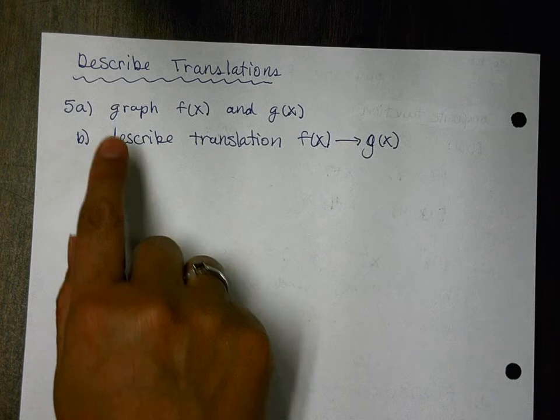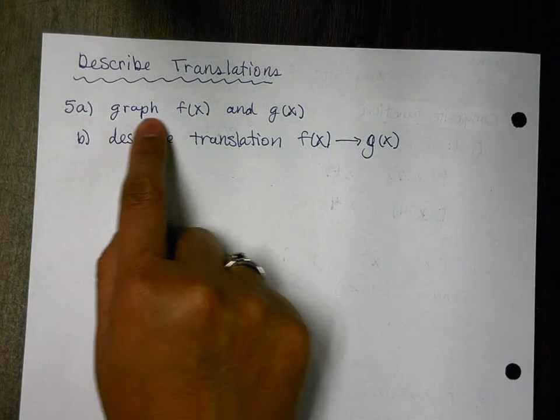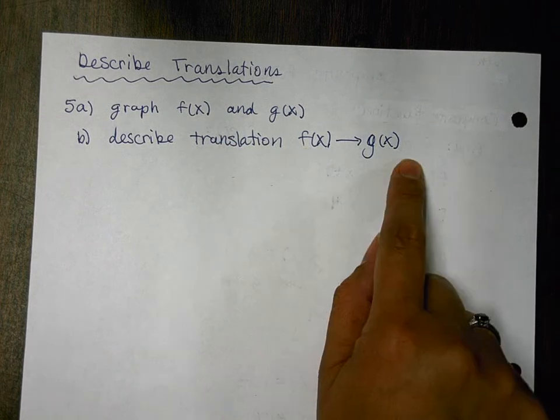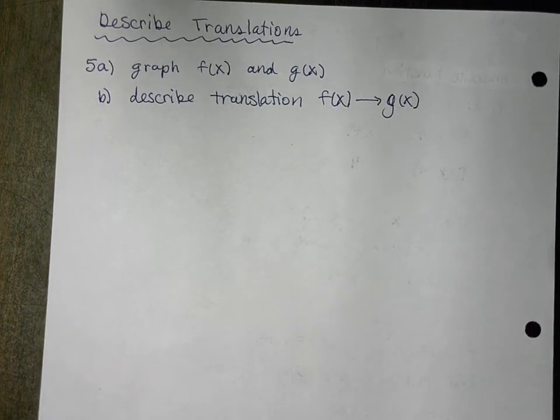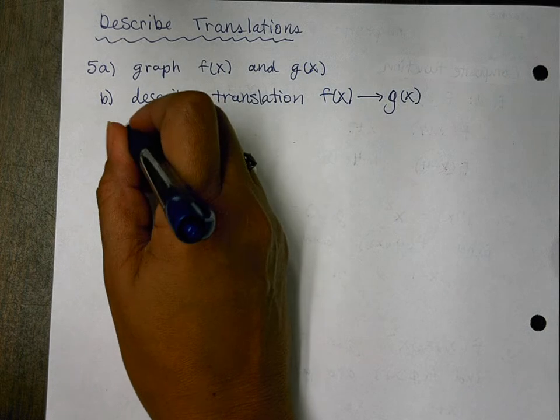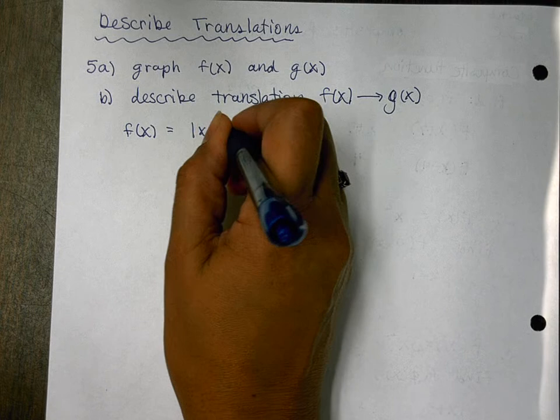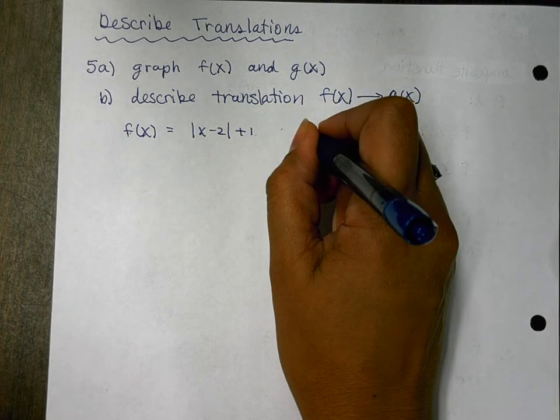Okay, we're going to A, graph f of x and g of x. B, describe the translation of f of x to g of x. Okay, here's f of x. Here's g of x.